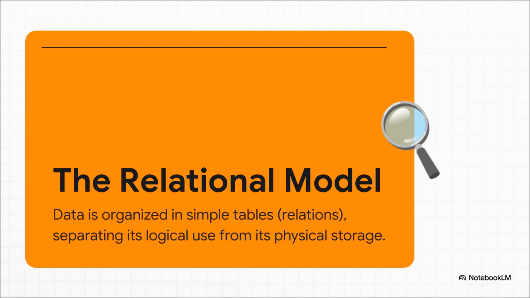And his solution was just beautiful and simple. He called it the relational model. Just imagine organizing all your data into simple tables, just like a spreadsheet, right? Each row is its own unique thing, and each column is a detail about that thing. And with this system, the question, show me all employees in the sales department, was now completely separate from how or where the computer was storing that information. The user didn't have to navigate that maze anymore.